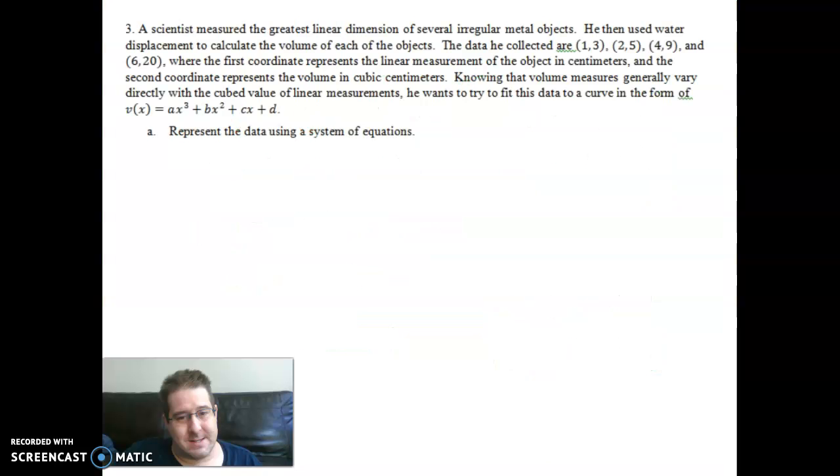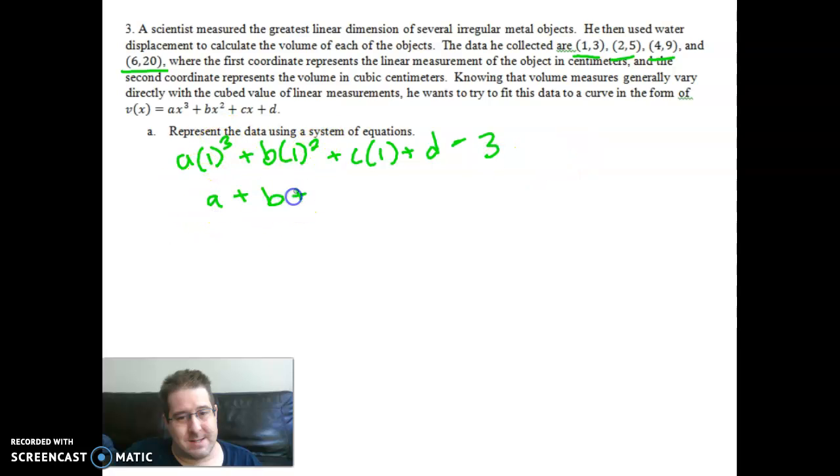All right, I'm going to do one more of these questions, and you can read this if you want to, but basically we're going to do the exact same thing, only we're going to have 1, 2, 3, 4 points, which means it's going to be cubed in this case. So I'm going to go through it exactly the same way. I'm going to put 1 in for x, so that's a times 1 cubed plus b times 1 squared plus c times 1 plus d equals 3. So that turns into just a, just b, just c, plus d equals 3.